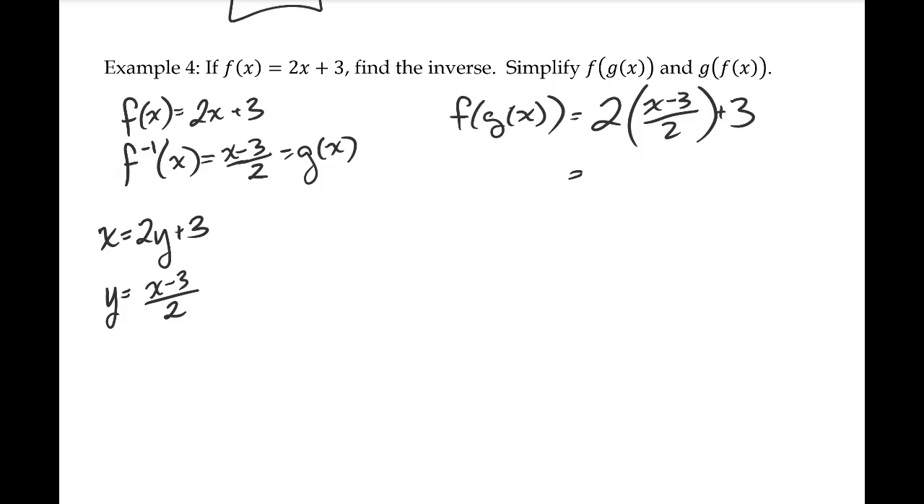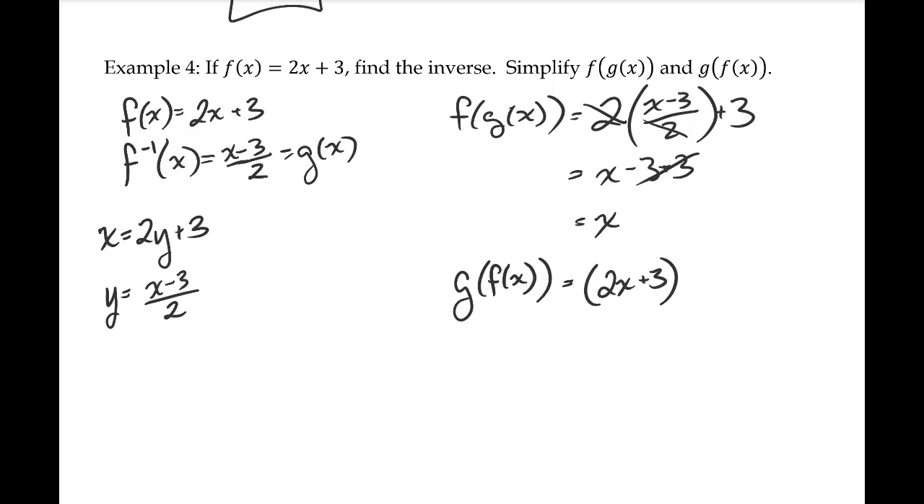If I simplify, the 2's go away. That leaves me with just x. If I do the opposite, x plus 3 minus 3 divided by 2. Oh, the 3's go away, the 2's go away, and it leaves us with x again.